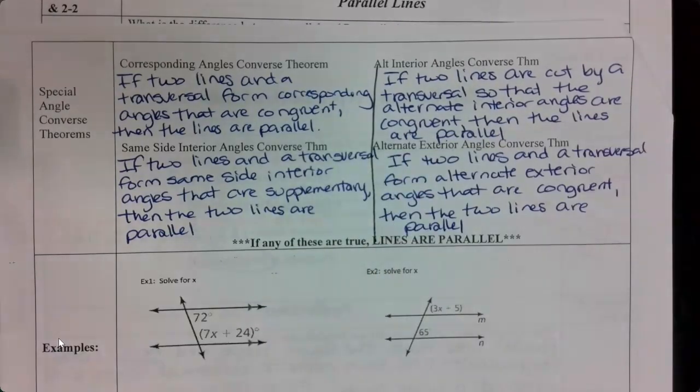So basically, if I find any of my angle pairs, the corresponding, the alternate interior, the same side interior, and the alternate exterior, and they are congruent or supplementary like they should be, then it just means that the two lines are parallel. So it's kind of working backwards.